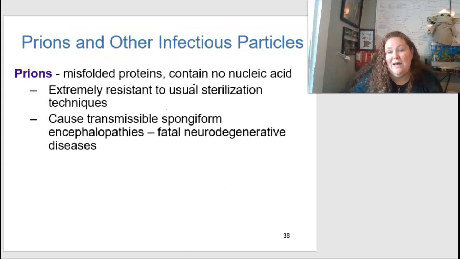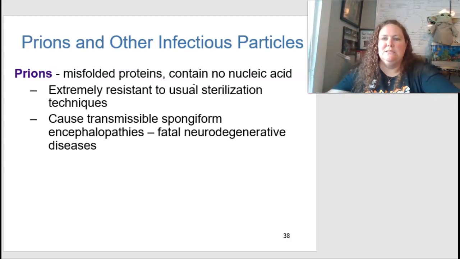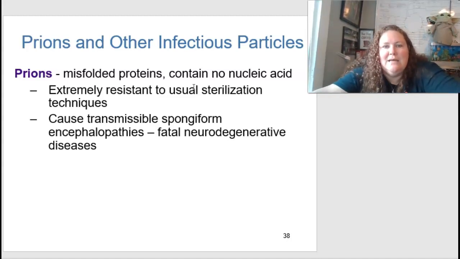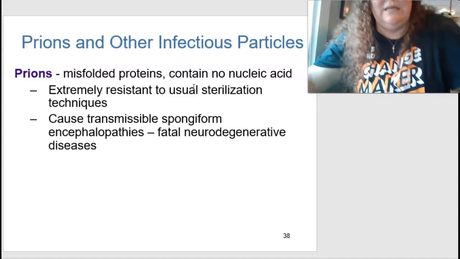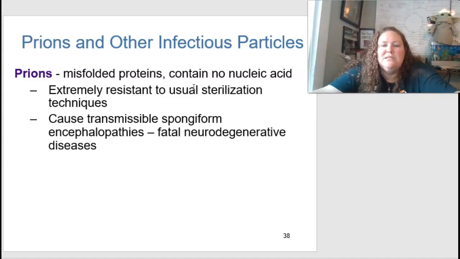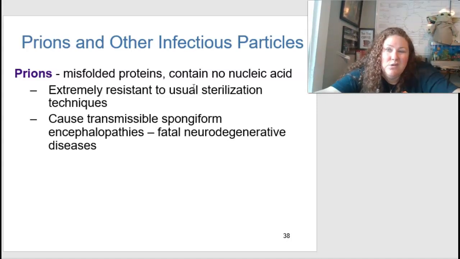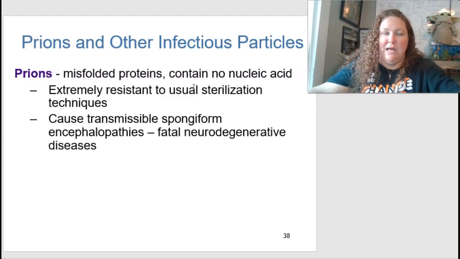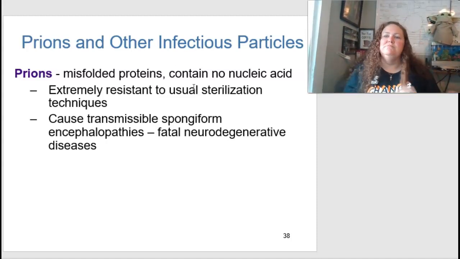So what about prions and other infectious particles? Well, prions are misfolded proteins, and these contain no nucleic acid, and these are extremely resistant to usual sterilization techniques, and they can cause transmissible spongiform encephalopathies, such as fatal neurodegenerative diseases. Now, back in the 2000s, we had mad cow disease, and this was a prion disease. Before, I personally hadn't heard about them, but now it's happened in my lifetime, like this pandemic, so I've lived through a couple of fun, interesting things.